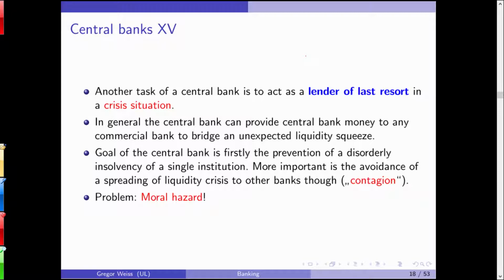Now, closely related to the OMT decision of the European Central Bank, the central bank can also and will usually act as a lender of last resort. A lender of last resort, which means that it will always be able, and it can decide, to bail out any financial institution in the economy. It will not necessarily do so. It can always decide on whether a financial institution is systemically relevant.